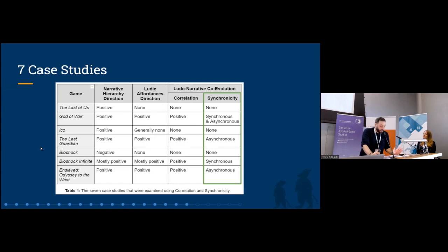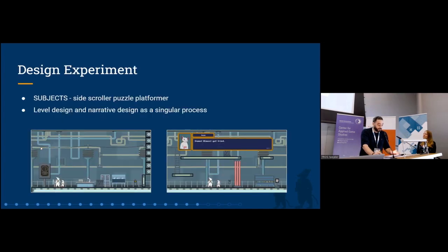And regarding synchronicity, interestingly, the results were more varied than in other aspects. We did not identify any consistency in co-evolution synchronicity like we did in relation to correlation. So we look at these results and we see some combinations are missing. What about a negative evolution of the narrative hierarchy, where characters go apart? The same can be said for Ludic Affordances. We rarely see instances where the control is taken away from the players. And this leads us back to subjects.